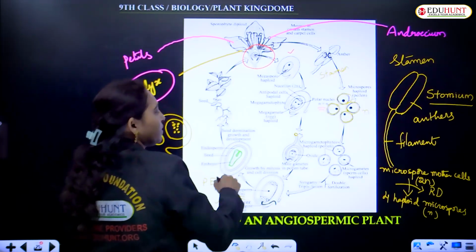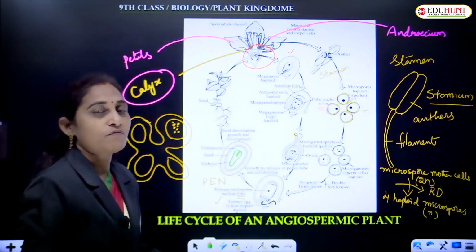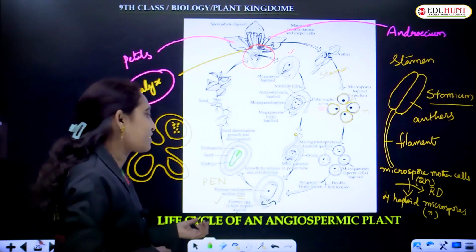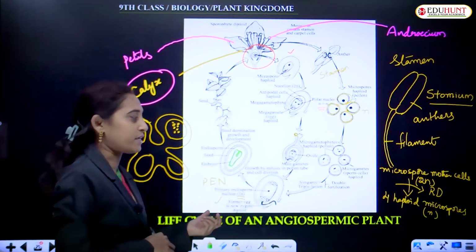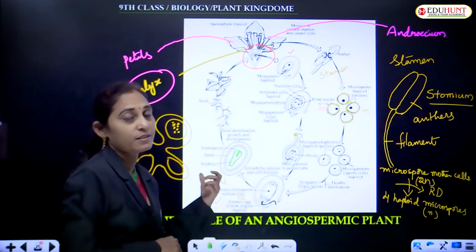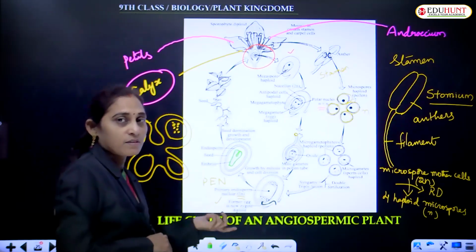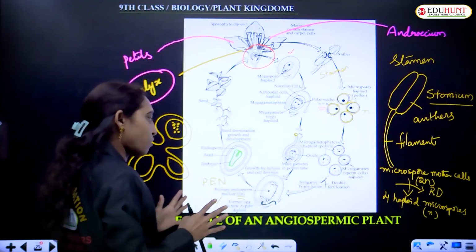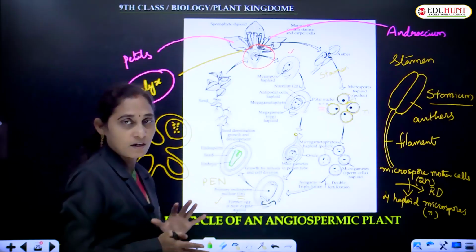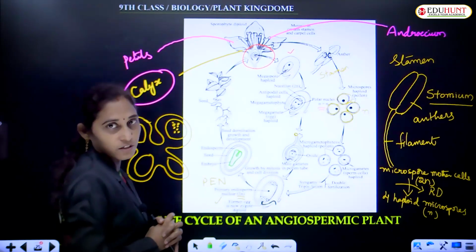Anyway, this entire process is called fertilization, and fertilization happens twice. First, the fusion between the male gamete and the female gamete. Second, the fusion between the second male gamete and the secondary nucleus. It is happening twice. That is why it is called double fertilization.